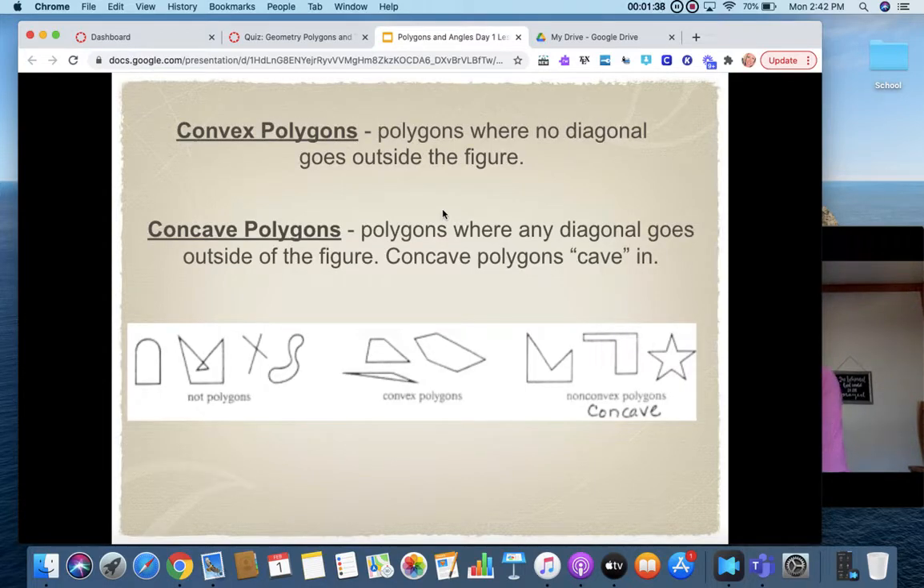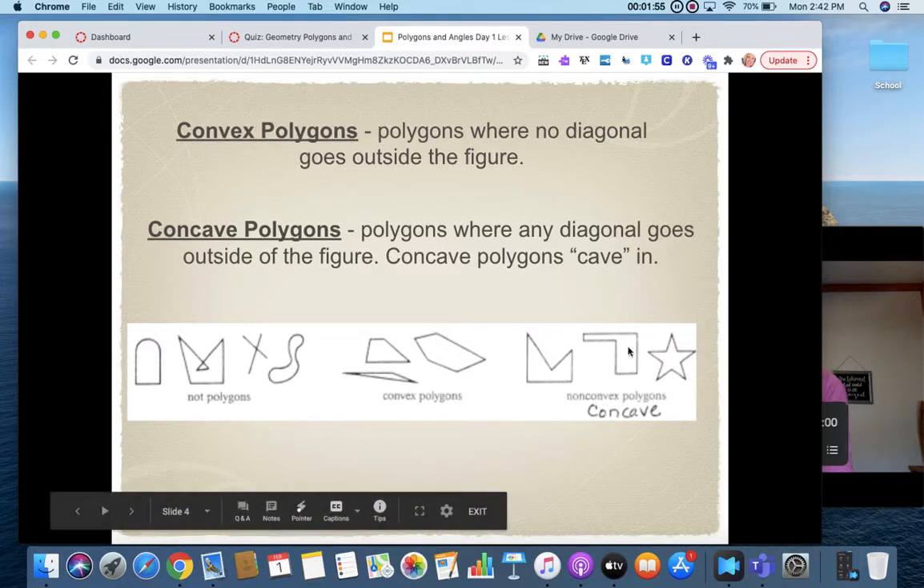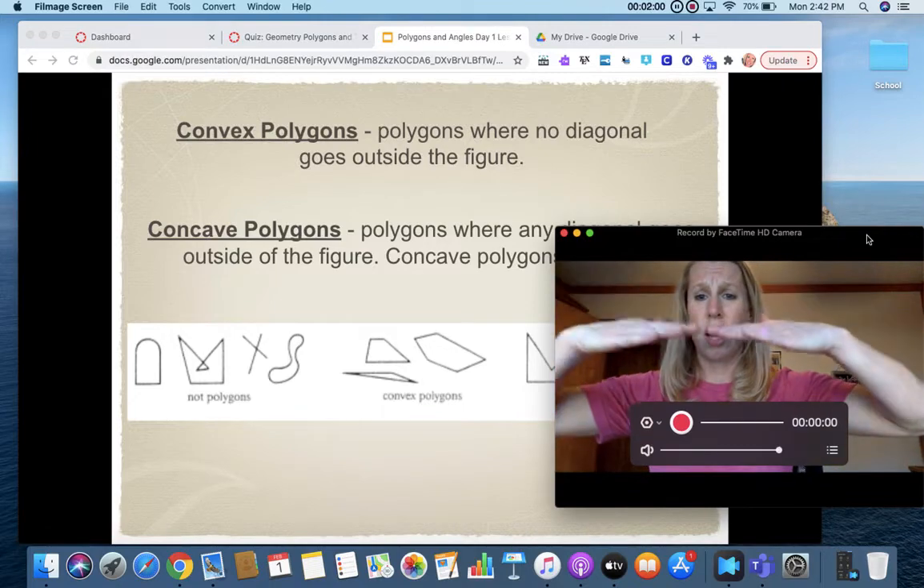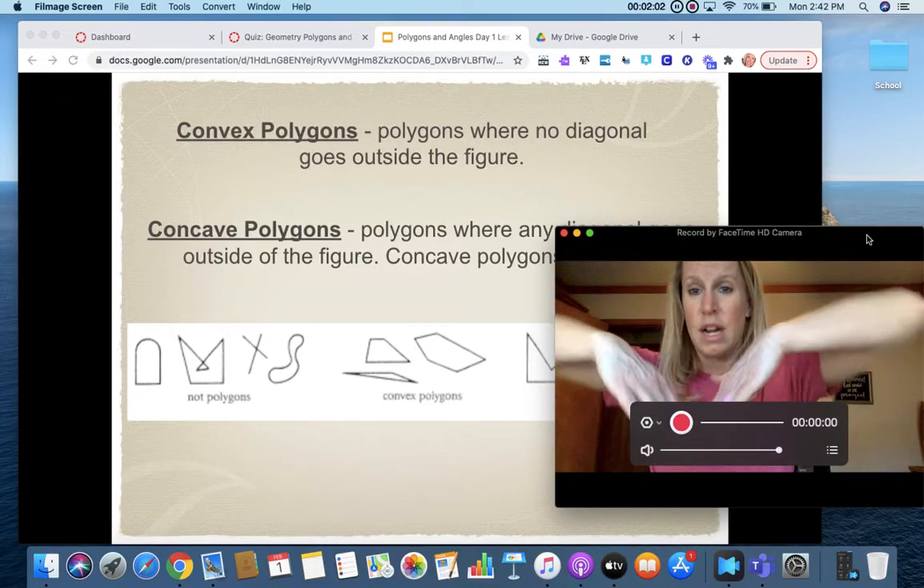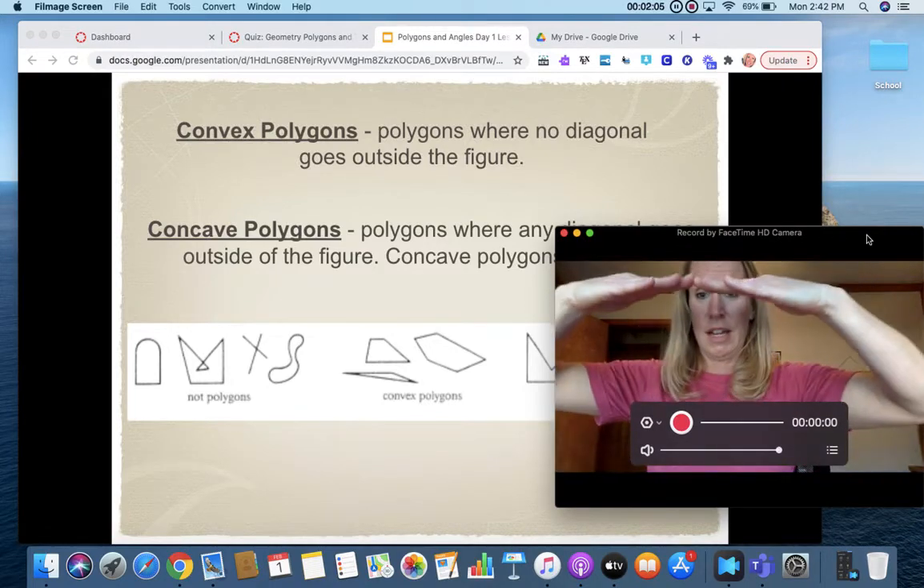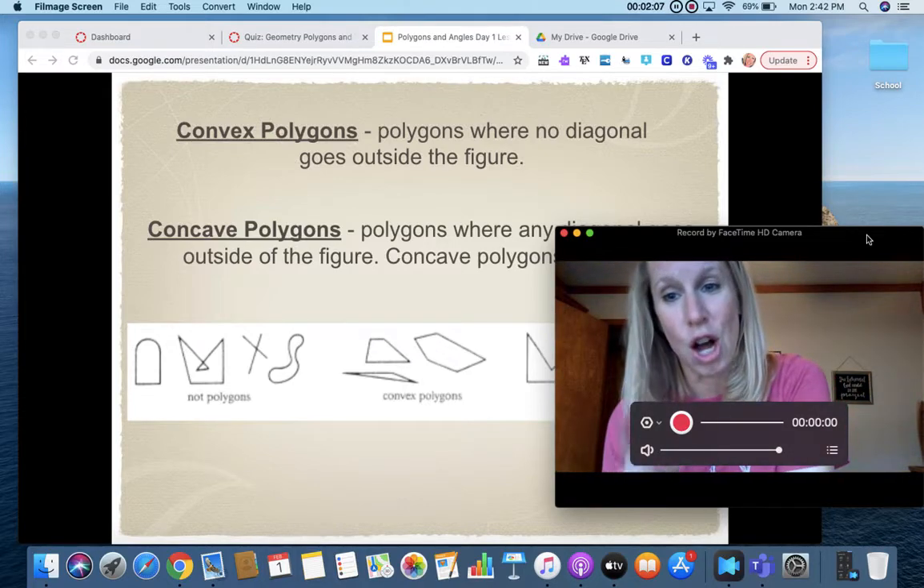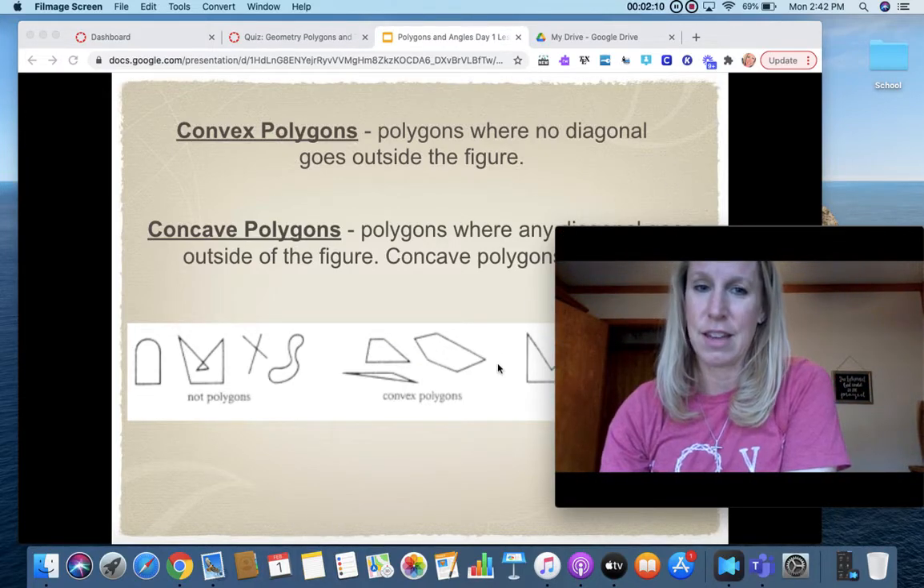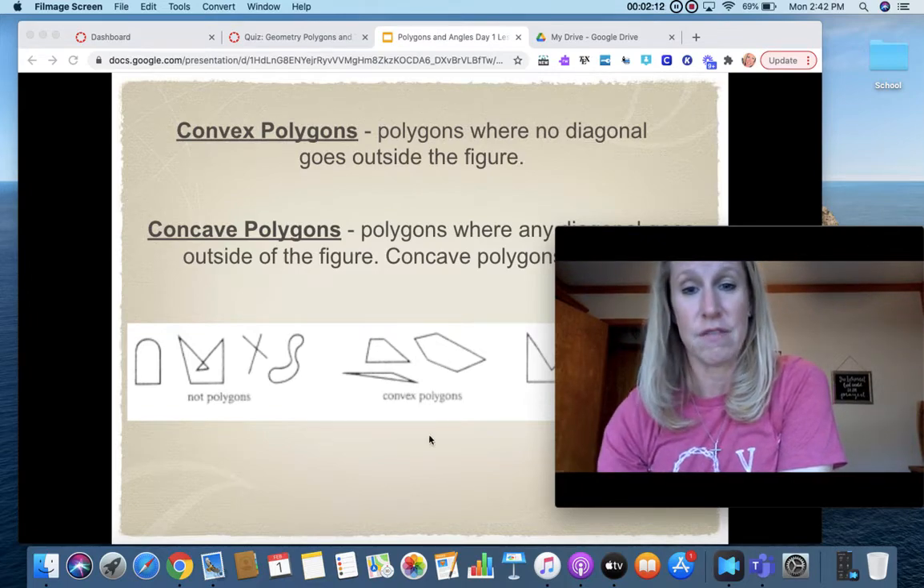Okay, so there's convex polygons and concave polygons. The main thing about polygons is they cannot cross, they are not round, and these are just lines. So these are examples of not polygons. These are convex polygons and these are concave. Do you see the difference? I hope you notice that concave polygons cave in somewhere. So if it caves in somewhere, that is called concave. If it doesn't cave in, like these right here, that's just a convex polygon.